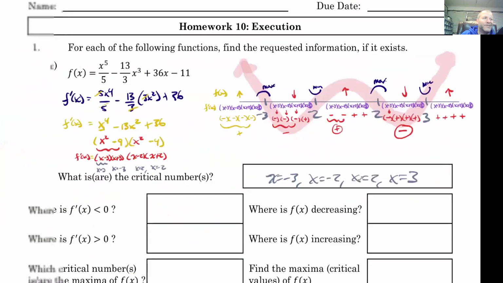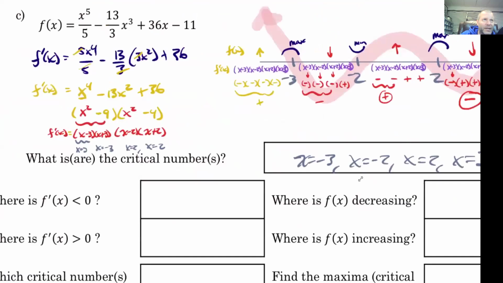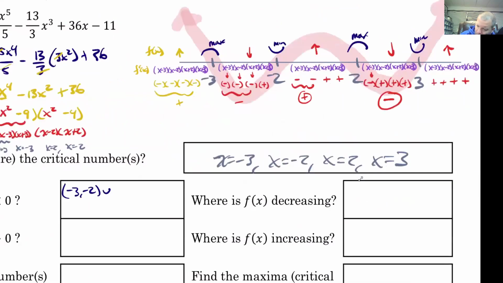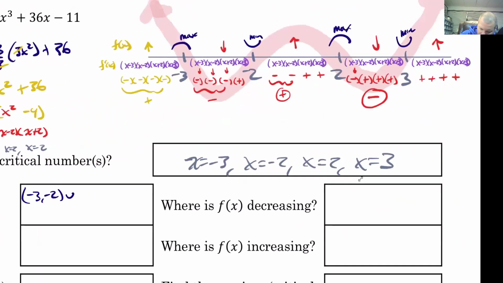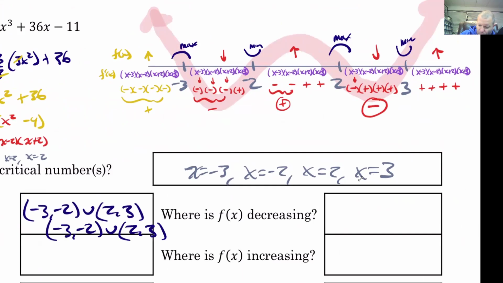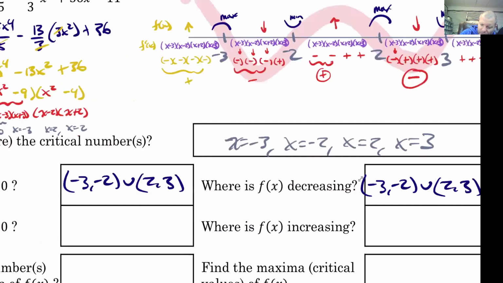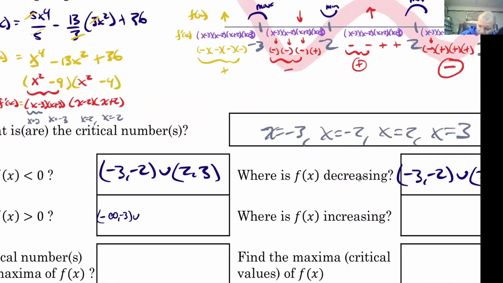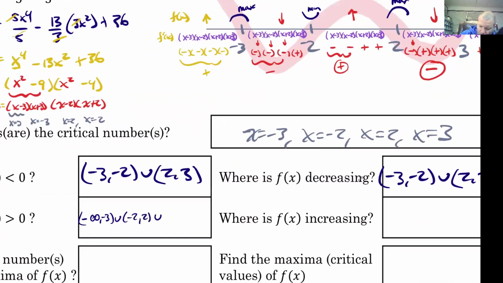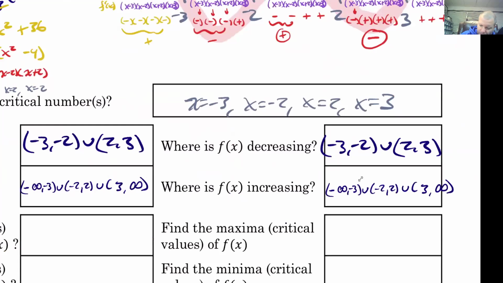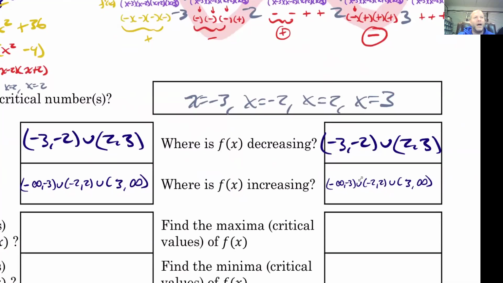All right, so a lot of intervals here, right? So negative 3 to negative 2, also 2 to 3, that's it. That's going to be where our derivative is negative, so that's where we're decreasing. We're increasing from negative infinity to negative 3. We're also increasing from negative 2 to 2, and we're also increasing from 3 to infinity. All right, so that's where our derivative was positive, aka where our function is increasing, tomato, tomato. And so there's our increasing.